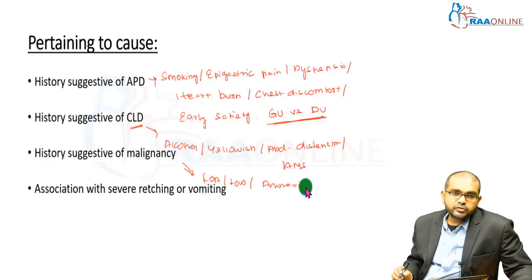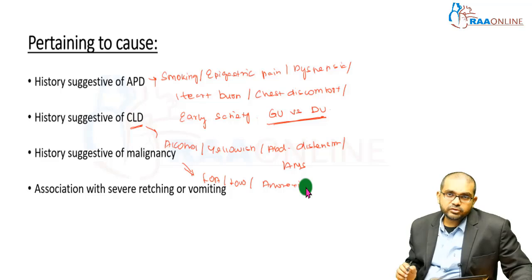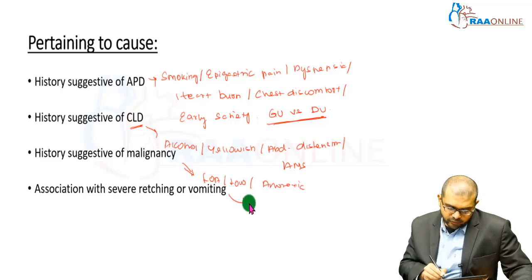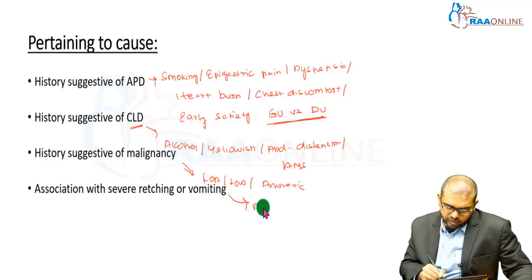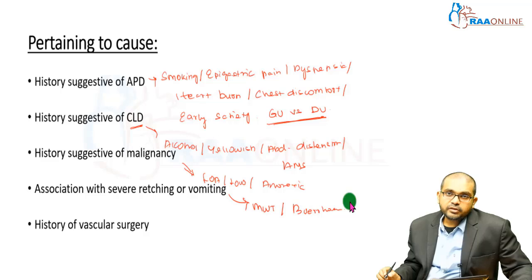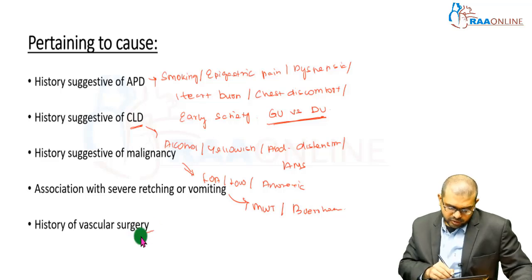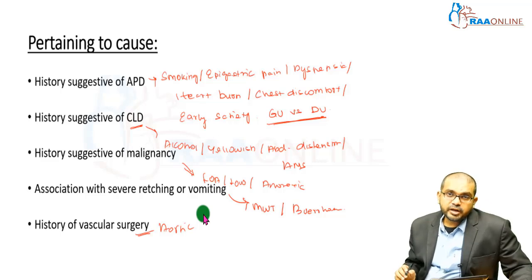Association of GI bleed with severe retching and vomiting: why is this history very important? Because we do have several unusual causes of upper GI bleed like Mallory-Weiss tears and Boerhaave syndrome. And history of any vascular surgery, especially aortic surgeries. So this is pertaining to cause. You may have to elicit these histories.